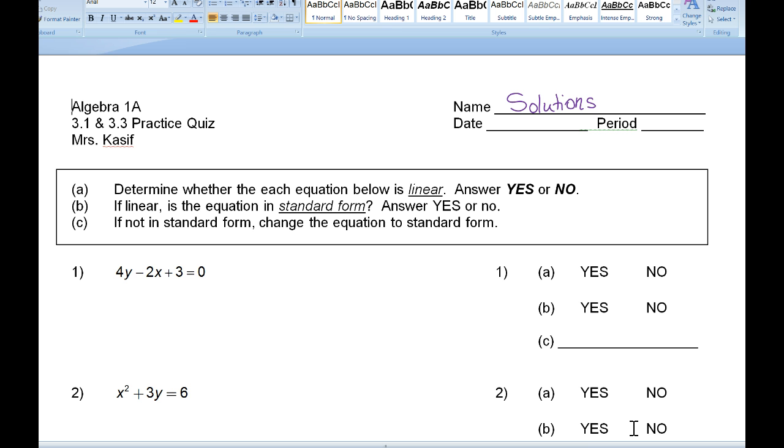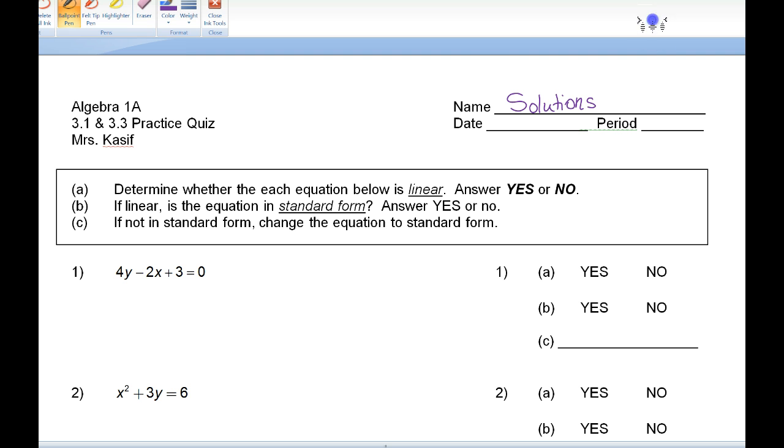Why is there like two guesses? There's two yeses and two no's. Oh, well, we're going to go through them. I just talked about what makes it linear, so let's just go through them and look at which ones are linear and which ones are not linear.